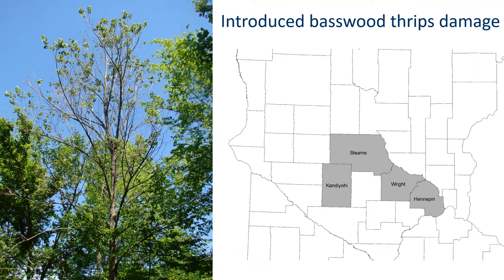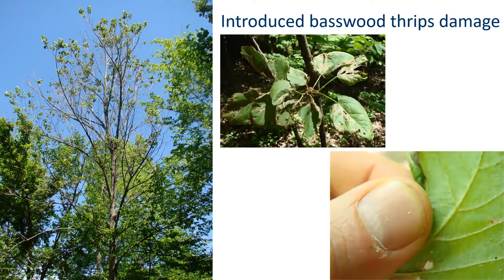And hopefully the next picture will load here. My computer's having a hard time forwarding to the next slide. There we go. So basically the damage looks like spring frost damage. You can see there in the middle top picture. Sometimes the leaves get a scorched appearance to them. And the thing is that there are these thrips that are causing this damage, and they're super tiny. You can see one right here on my thumbnail, another one on the end of my thumb. You can see a bunch on the lower right of this image here. They're just these very narrow, tiny insects.